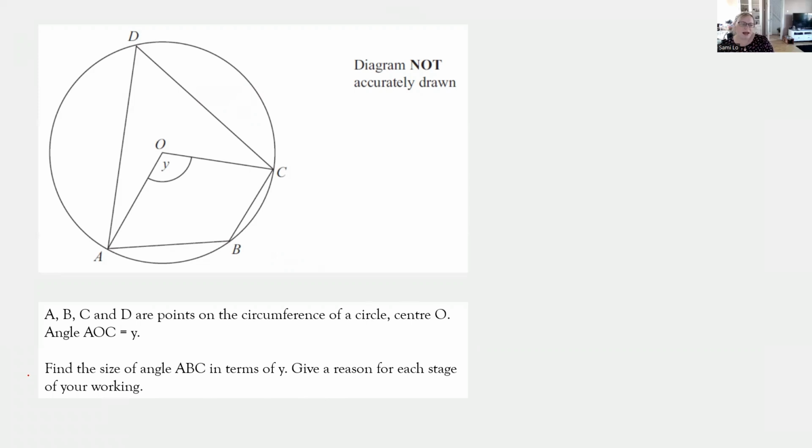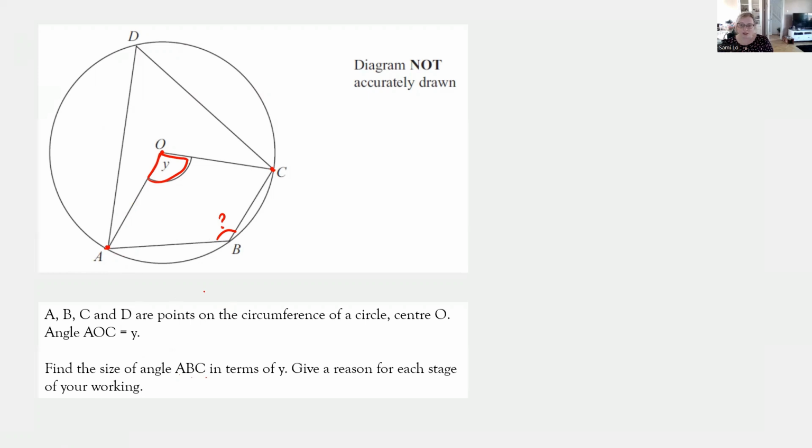Okay, so we've got A, B, C, D points on the circumference of the circle. The centre O, so that's usually what they use as the centre point. The angle AOC is y. So it's even giving you that point here, just so we know it. We need to find the size of angle ABC in terms of y. So ABC is this angle here, and this is currently unknown.